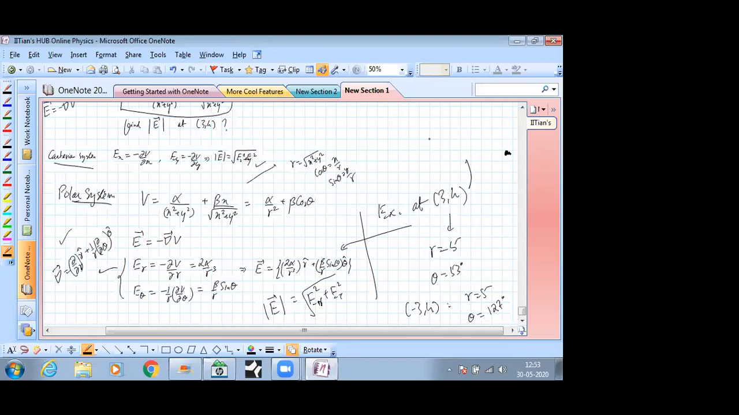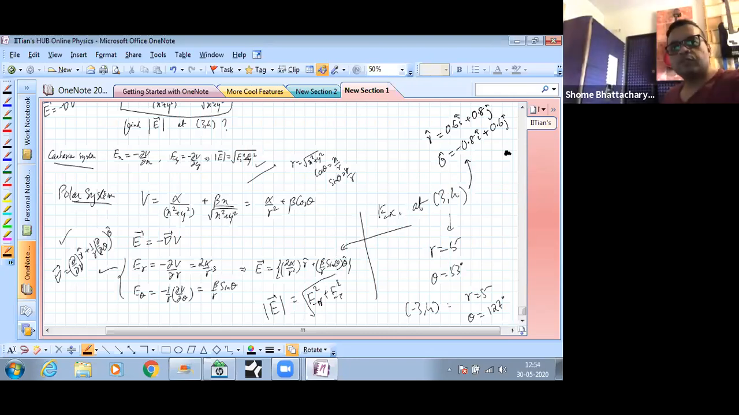For this point, you can also see that your r cap will be cos 53, which is 0.6 i cap, plus sin 53, which is 0.8 j cap. And your theta cap will become minus 0.8 i cap plus 0.6 j cap. So if you want to find out finally in i cap j cap notation also, you can replace everything here. You can get it in i cap j cap. So this is sometimes a very useful way of solving questions.